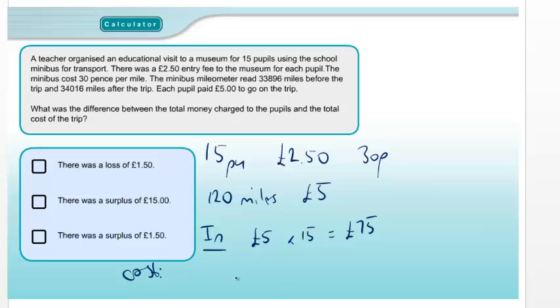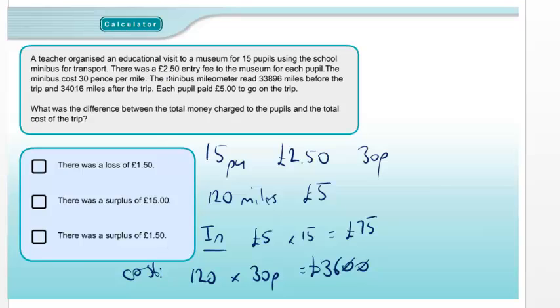So the fuel cost was 120 miles times 30p a mile, or 0.3 pounds if you like. You can do it on the calculator if you like, but it's good practice just to try it out here. So we've got 12 times 3 is 36, a 0 here and another 0 here. So that's 3,600 pence. To convert back to pounds, we divide by 100, so that's £36.